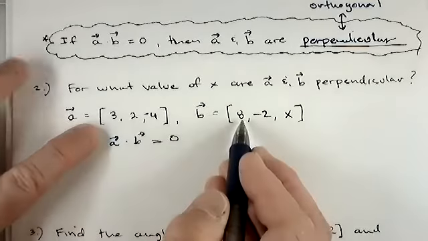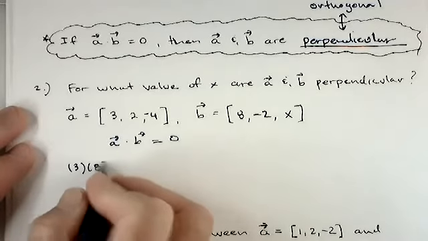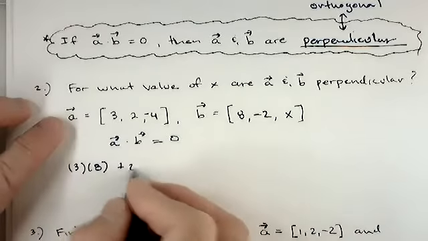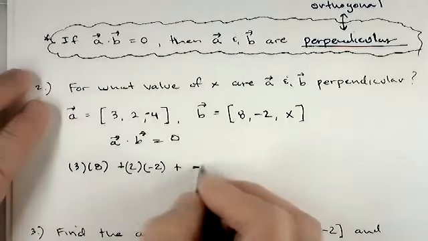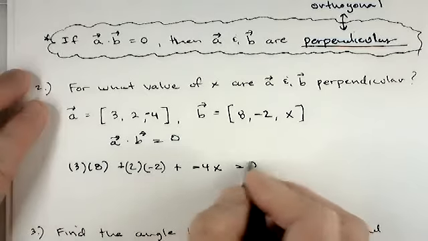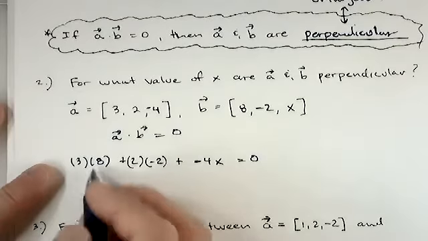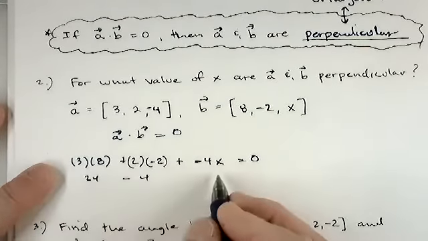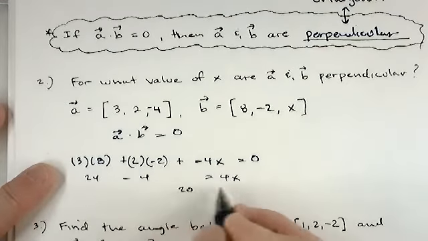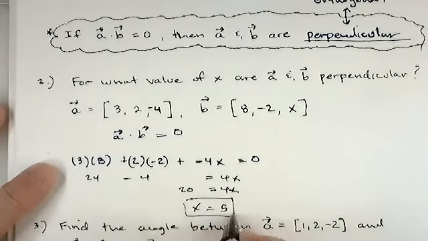And that's going to lead me to my answer because A dotted with B is 3 times 8 plus 2 times -2 plus -4 times X, and that needs to be 0. So this is 24 minus 4, and if I move the 4x over, it equals 4x. So in this case, X needs to be 5.